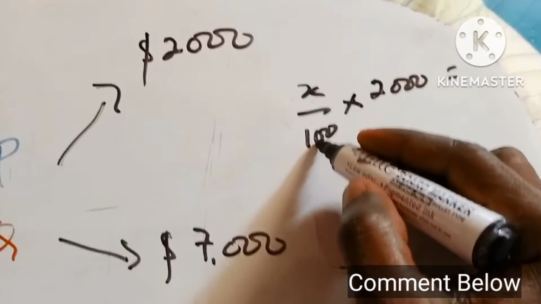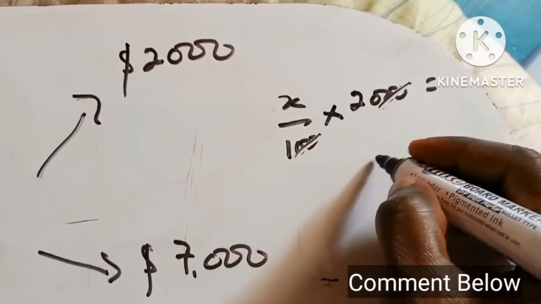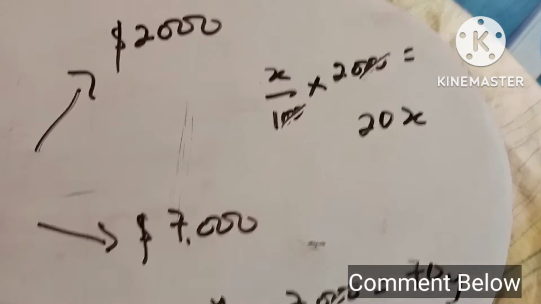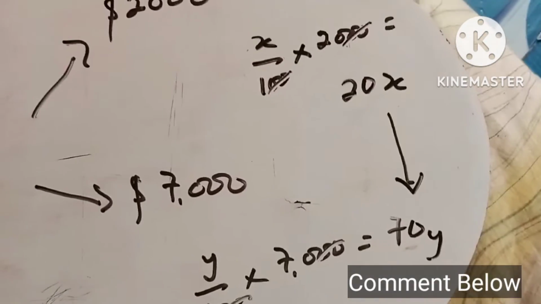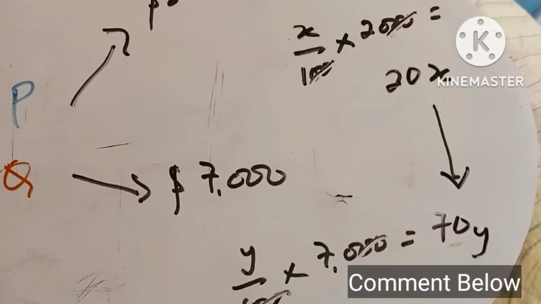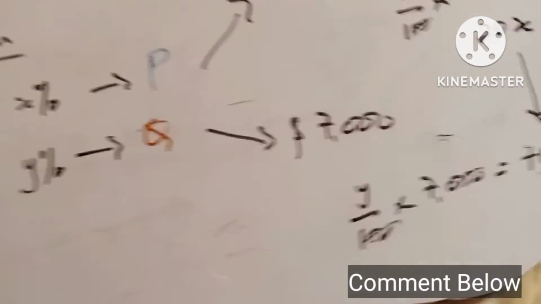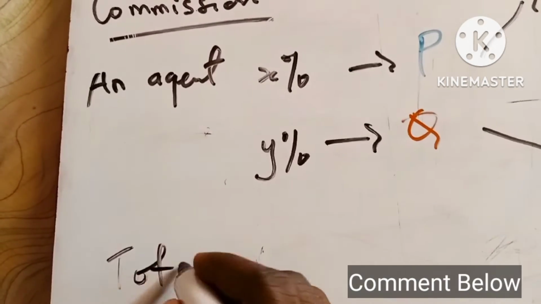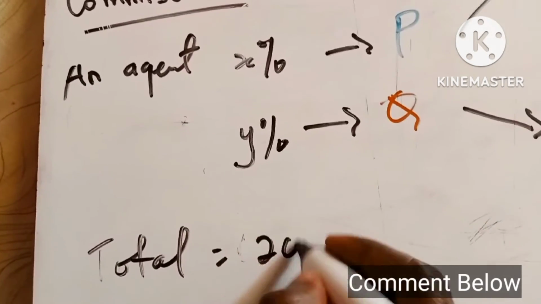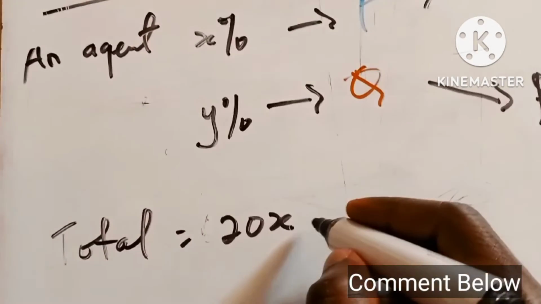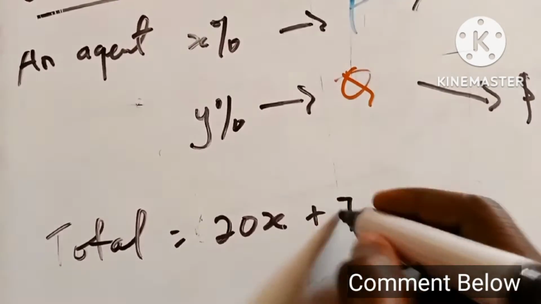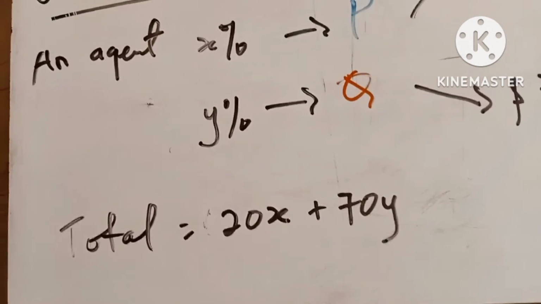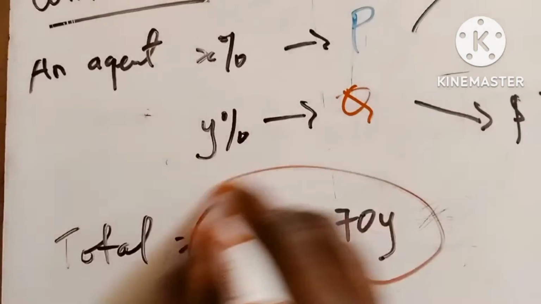So here too, we are going to have a 20 cancel out. So here you have 20X to be our commission, right? So these two people give us the total commission at the end, since we are dealing with two different items. So here, you being the agent, your total commission is going to be 20x, right? So 20x, and then multiply by 70y. So this is your total commission at the end.